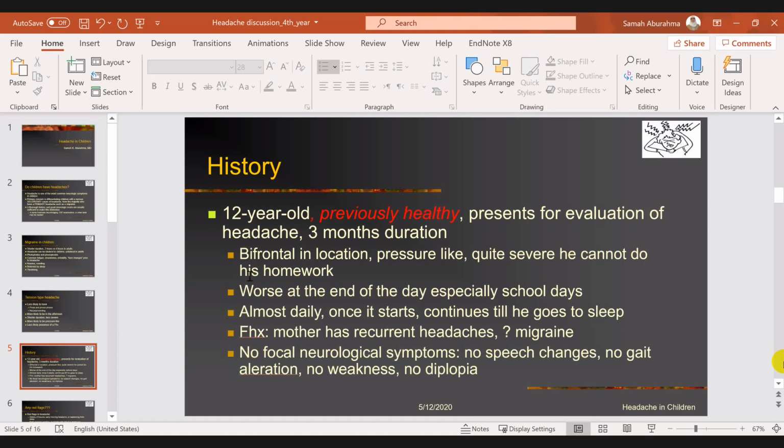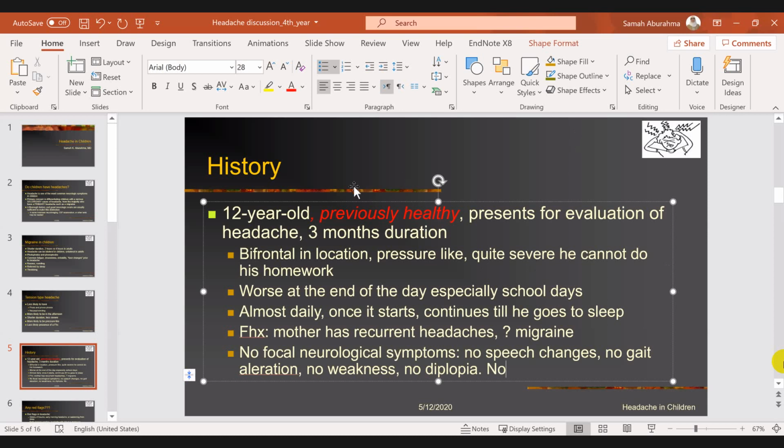Excellent. Okay. So is this child likely to have a primary or a secondary headache? Primary. Yes, it's likely to be a primary headache. When we examine this patient, he had a normal neurological exam. This is also reassuring.